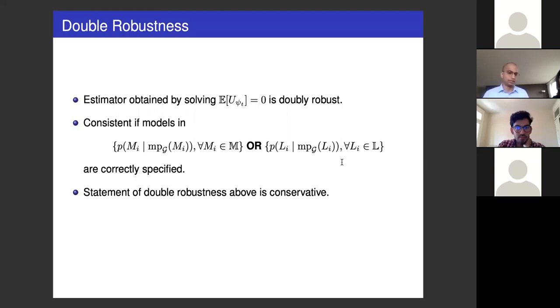And this statement of double robustness that we've provided in these slides is somewhat conservative. It turns out that sometimes simplifications to the influence function are possible, but because we don't yet have a general theory of how that works, we're just going to skip over that. But there are some interesting simplifications provided in the paper for a few examples.